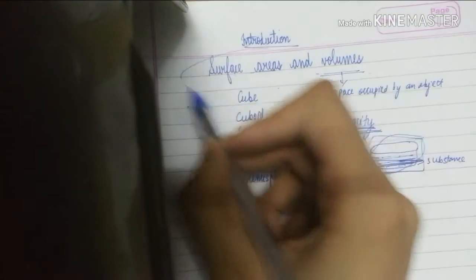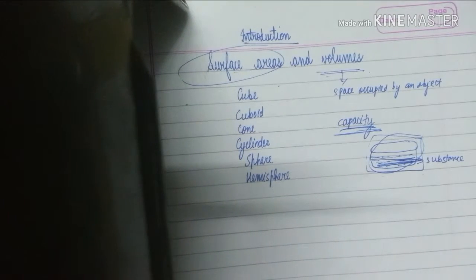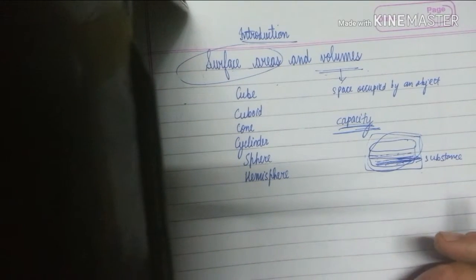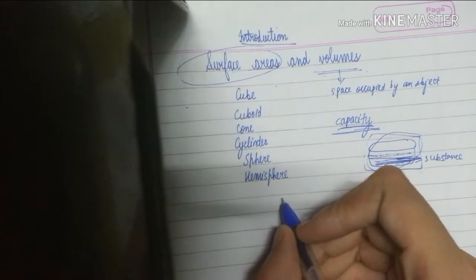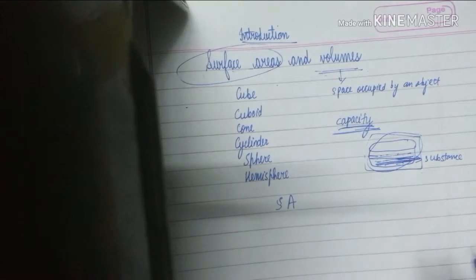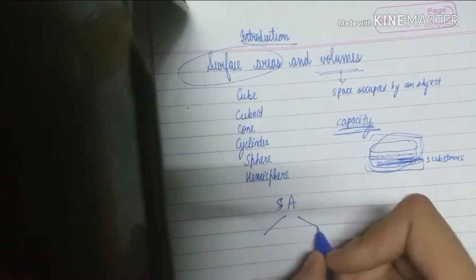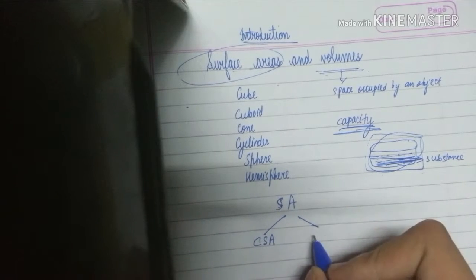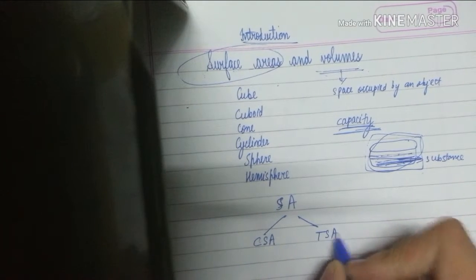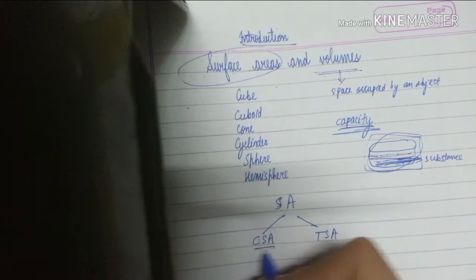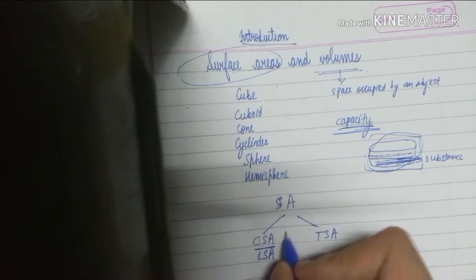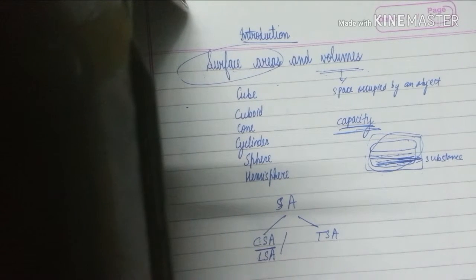Now coming towards surface areas. So surface areas have a very important role in this chapter. Surface area, I'll write it as SA. So it is of two types. It is curved surface area or total surface area. Now curved surface area is also known as lateral surface area. So we would first discuss curved surface area.